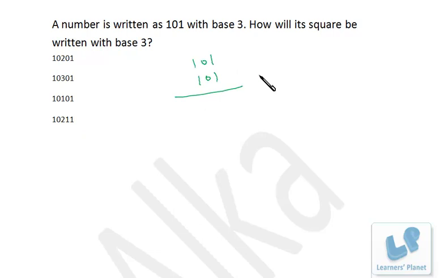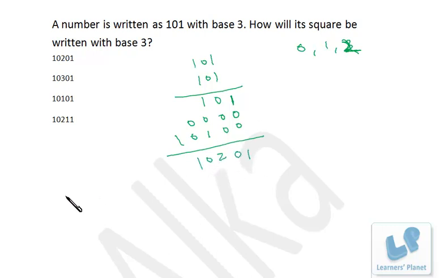So 101 into 101, right? In base 3 we just have 3 digits, 0, 1 and 2, right? So 1 into 1 is 1, 1, 0, 0 and 1 into 1 is 1. The multiplication will be the same as we do in the decimal number system. Here it is 0, 0, 0, 0. Here it is 0, 0. Then 1 into 1, 0 and 1. Now this is 1, 0, 2, 0, 1. As simple as that. So 1, 0, 2, 0, 1 will be the correct answer.